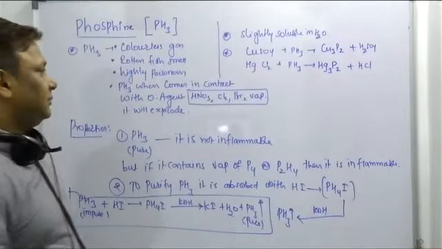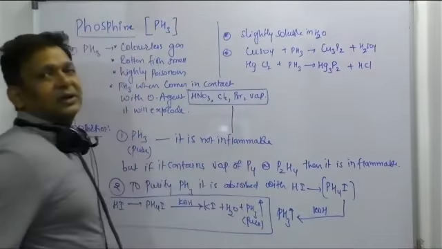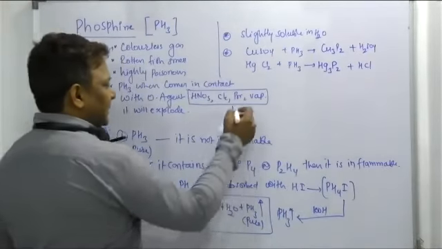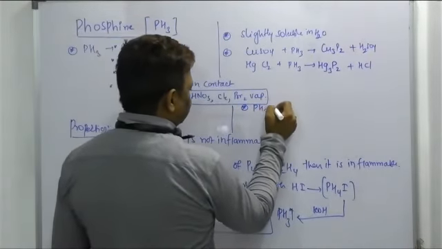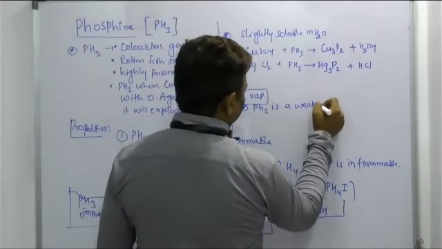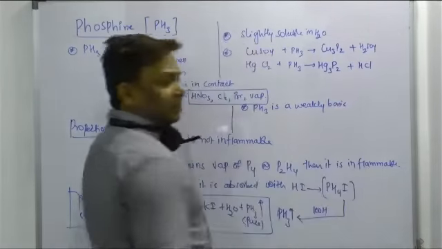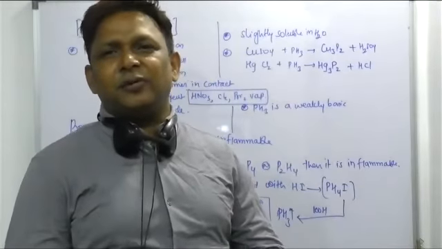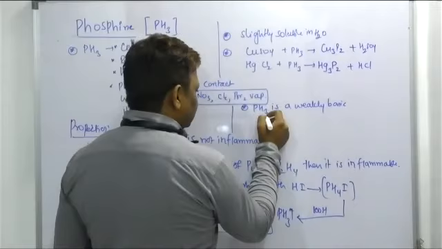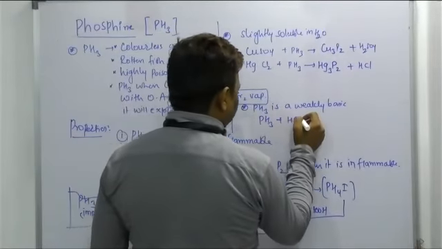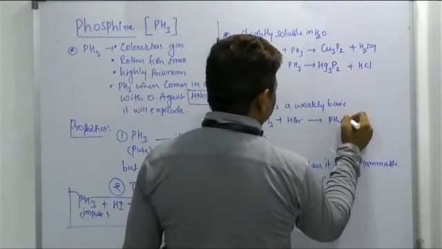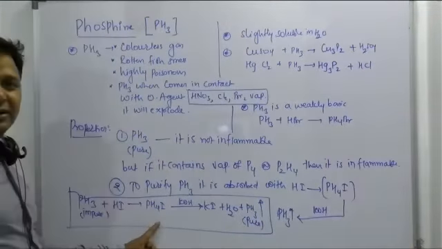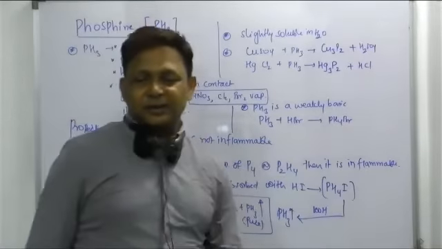One more property: phosphine is weakly basic like ammonia. When it combines with an acid like HBr, it forms a phosphonium compound. So PH3 on combining with the acid forms PH4Br, phosphonium bromide, like the phosphonium iodide we formed here. Take a screenshot.